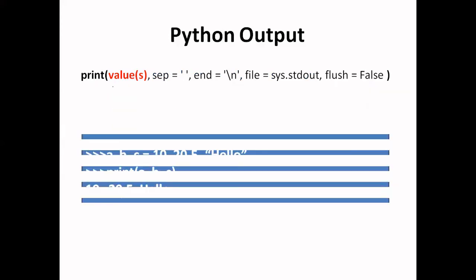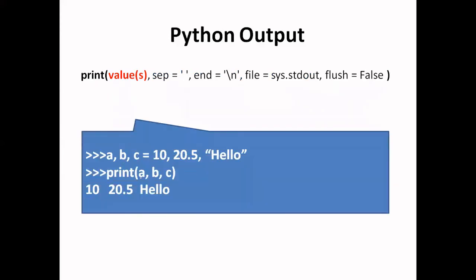Suppose inside the print function we have given some variables like this. These variables will be printed separated by a space. So this is the simple print statement. Inside this print statement, I have not written any of the keyword arguments. The default value of each keyword argument has been used inside this print statement.